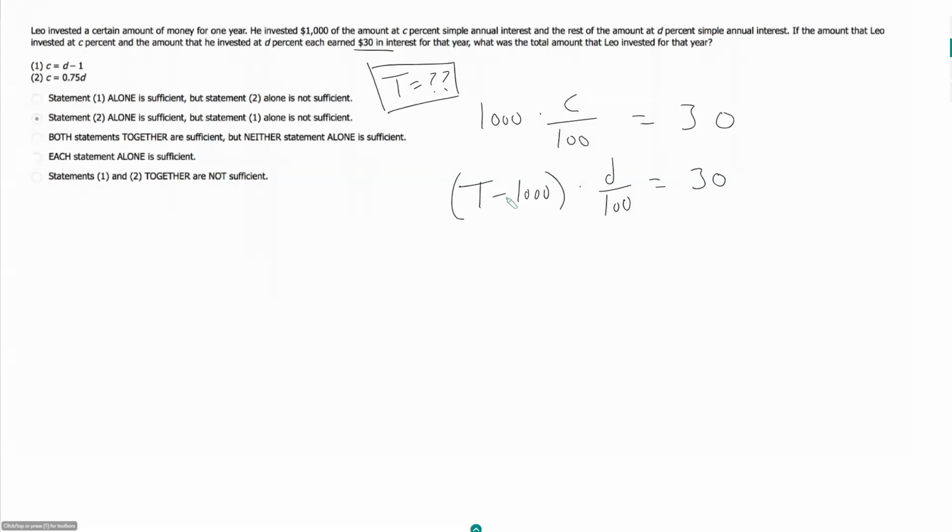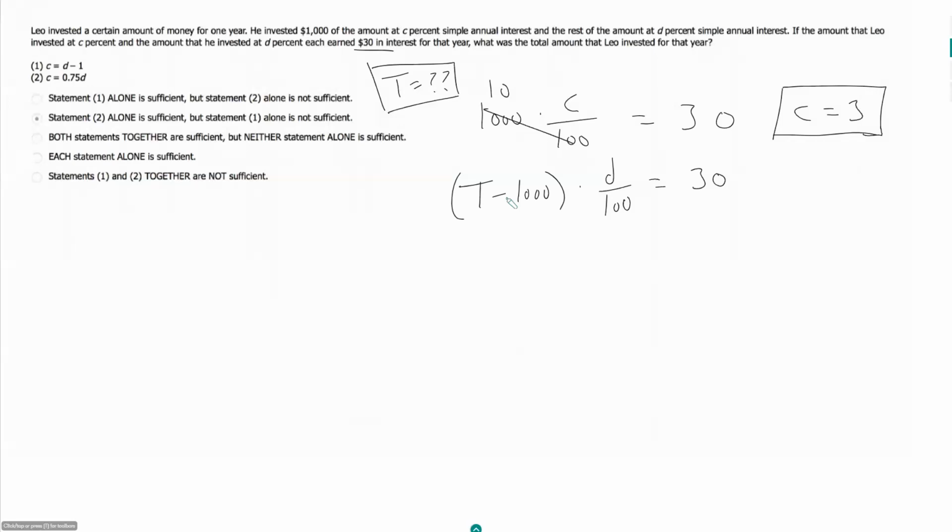Now it looks like we can find C from this first equation. So 1,000 divided by 100 is just 10. So 10C is equal to 30. So C is equal to 3, which means he invested this amount at 3%. But C is still equal to 3, not 3%. Otherwise, C would be equal to 0.03. C is equal to 3. And then, so really, if we want to find T, we need to find D.